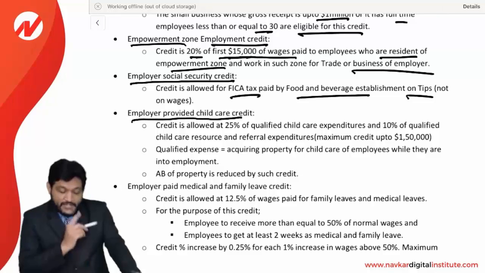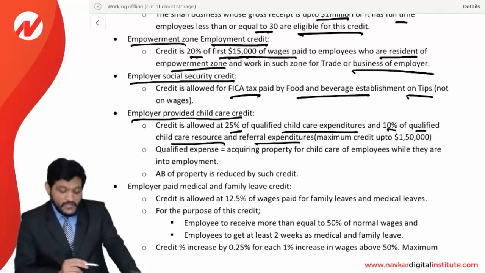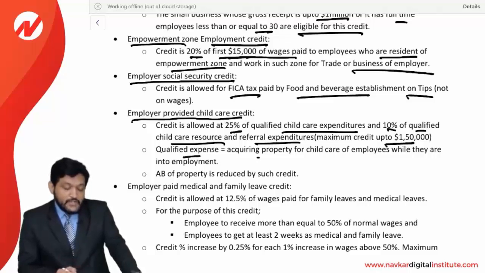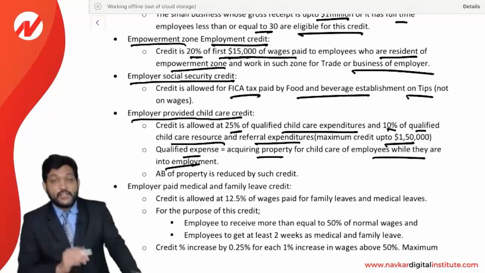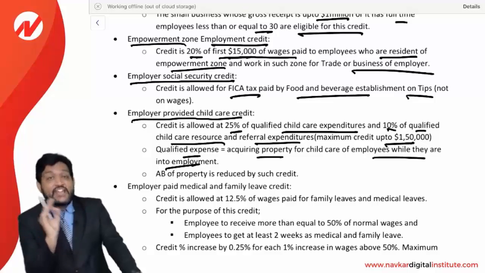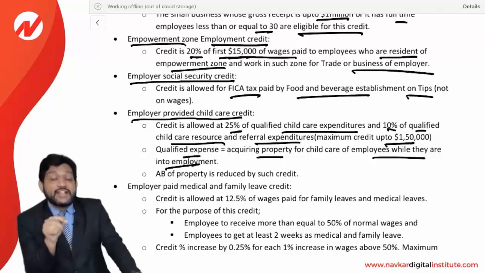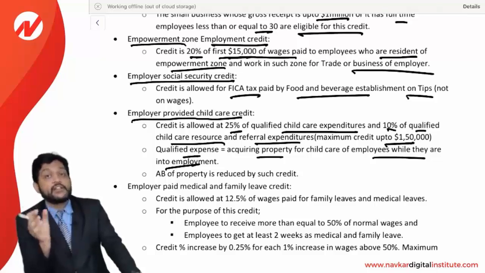Employer provided child care credit. Credit is allowed at 25% of qualified child care expenditure and 10% of qualified child care resource and referral expenditure, maximum up to 150,000. Qualified expense is for acquiring property for child care of the employees while they are at work. Many of the employees are working and their children have to be taken care of. So the employer incurs an expense to take care of the child of the employee at the premises or at any other place, and incurs expense on certain specific properties needed. That expenditure will be eligible for the credit, and credit will be allowed at 25%.